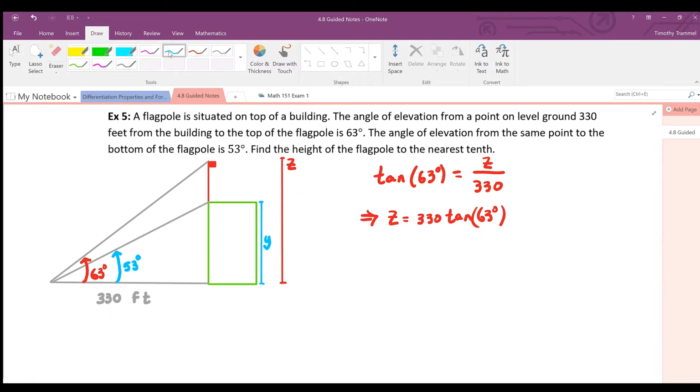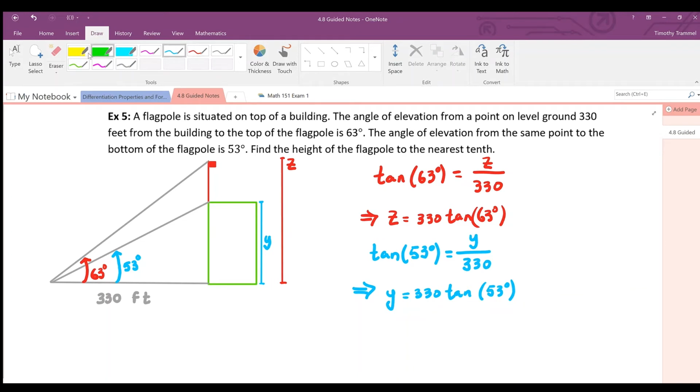And we can do the same thing for Y here. So we have tangent of, and you can see the angle is 53 degrees this time. And the opposite side is Y, and the adjacent side is 330. And if we multiply both sides by 330, we get Y is equal to 330 times tangent of 53 degrees. All right, and so to get the side length that we want, if you just do Z minus Y, you'll get the flagpole here.